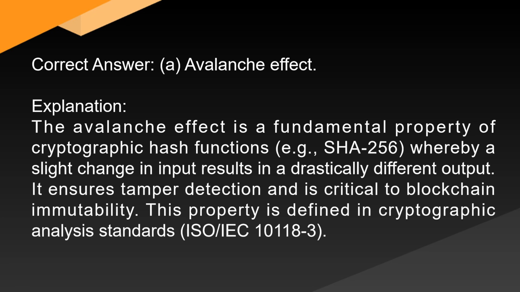Explanation. The avalanche effect is a fundamental property of cryptographic hash functions, e.g., SHA-256, whereby a slight change in input results in a drastically different output. It ensures tamper detection and is critical to blockchain immutability. This property is defined in cryptographic analysis standards, ISO/IEC 10118-3.